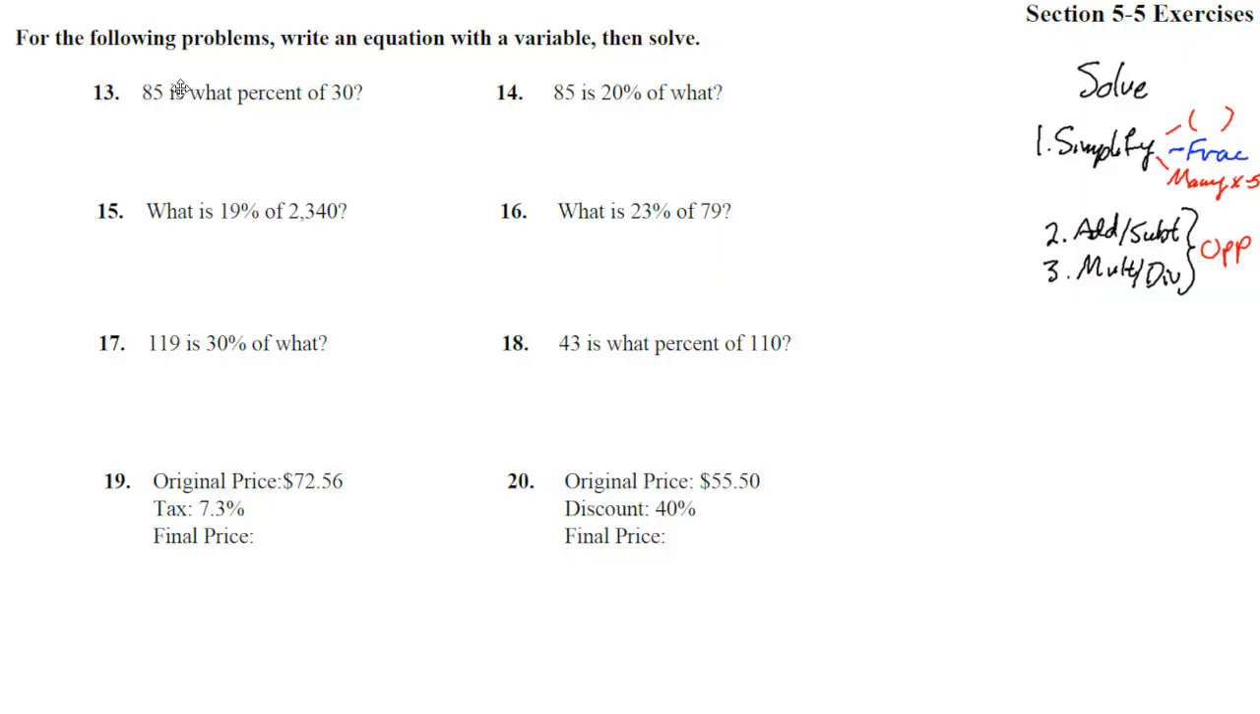Here we are in section 5-5, exercises numbers 13 through 20. Number 13. We are going to write an equation with a variable in it, so let's be sure to do that and then solve it. And we can directly translate all of these problems.